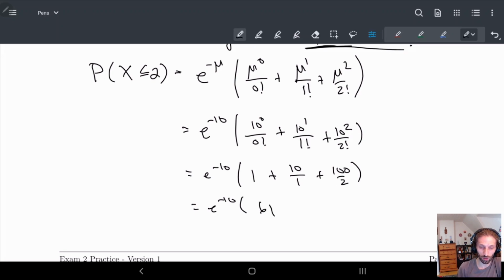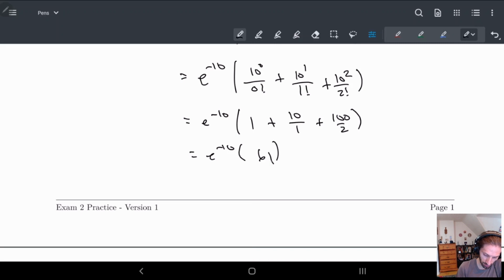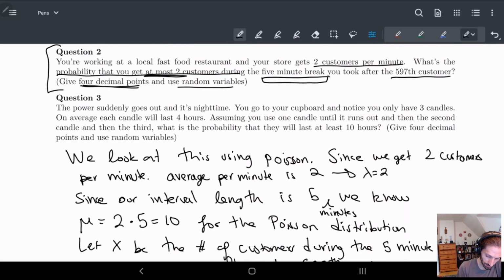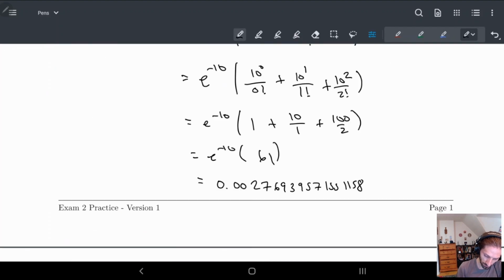And so plugging this into a calculator gets me 0.002769395715511158. Obviously, you don't need this many decimals. I'm only asking for 4 in this case. So really what we would have is 0.0028. Remember that you have to round. You can't just grab those numbers. You have to round, always.